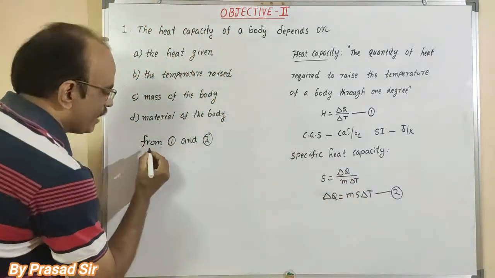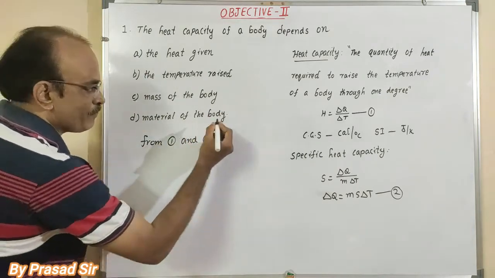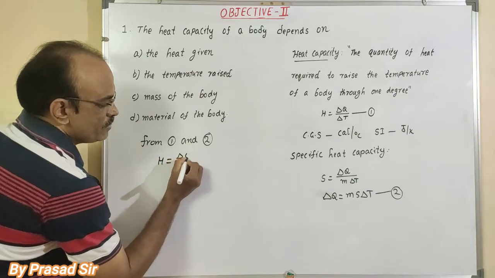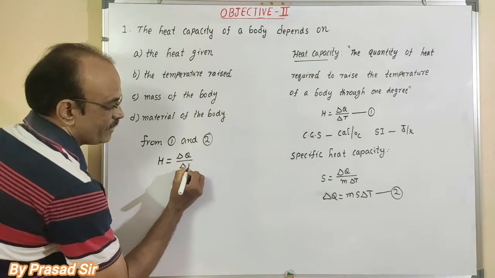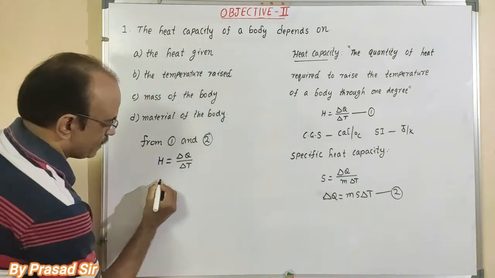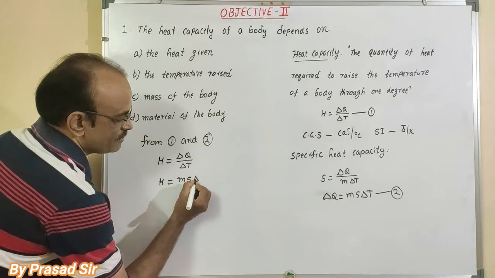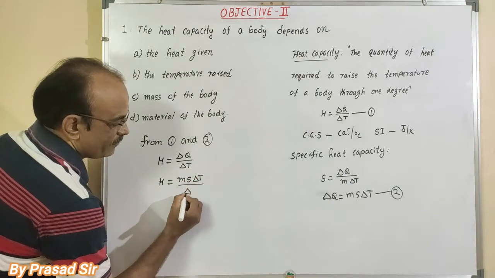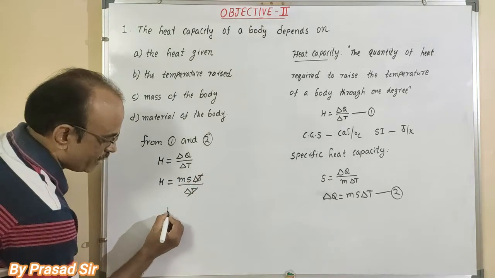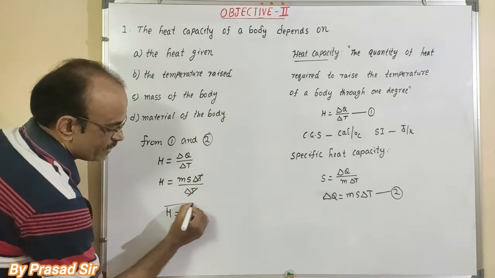So from equations 1 and 2, the first equation, H is equal to delta Q by delta T. Here delta Q is equal to MS delta T. So H is equal to MS delta T divided by delta T. So the rise in temperature gets cancelled. So here H is equal to M into S.